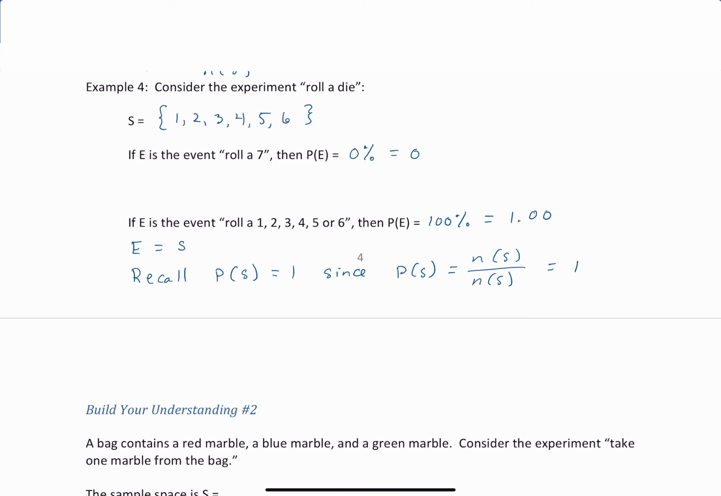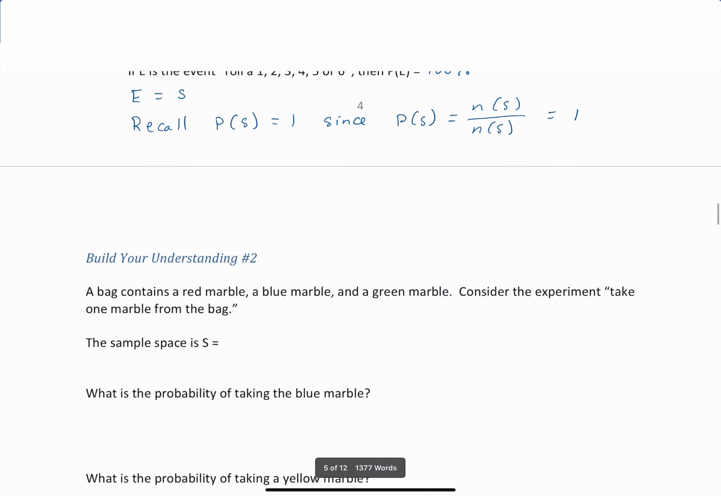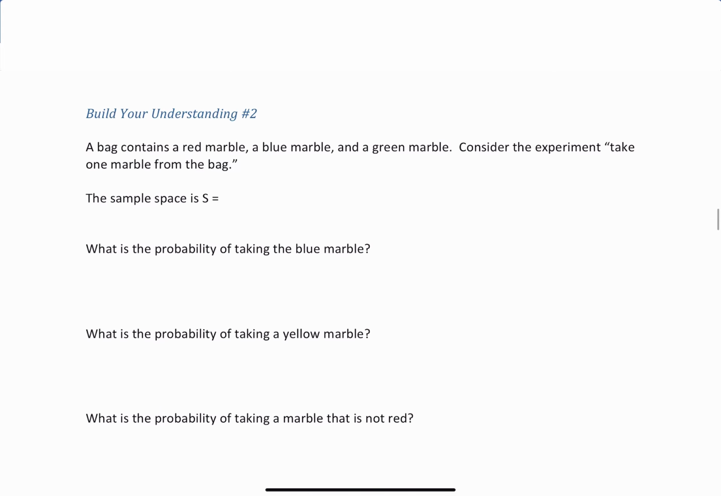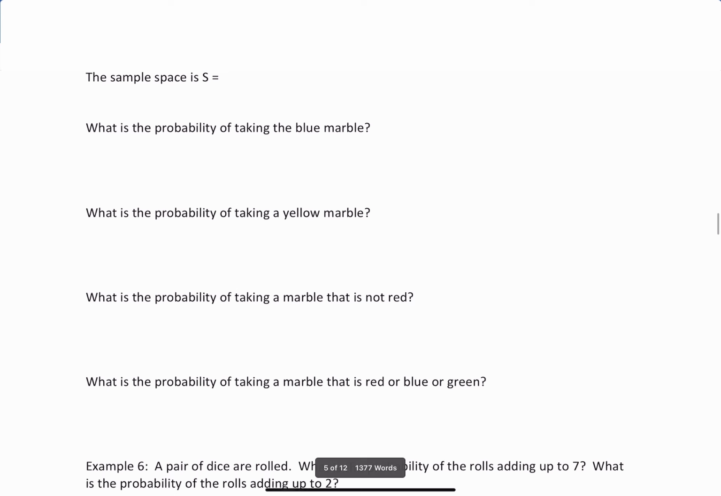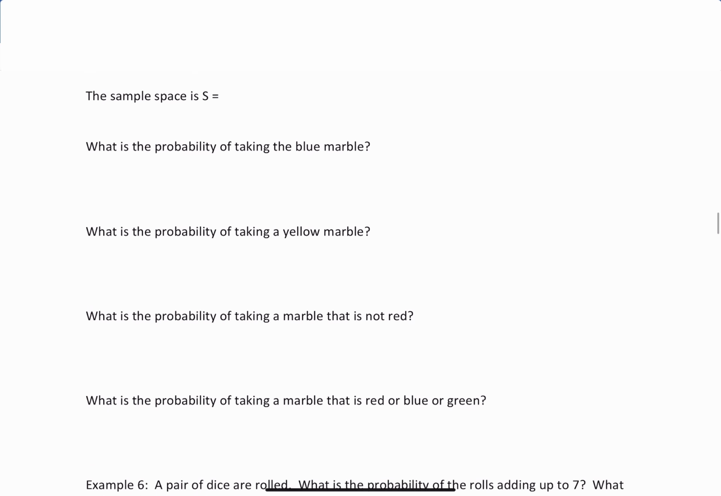Let's give you another chance to check your understanding or build your understanding. You're going to be taking one marble from a bag and computing the probabilities of each of 4 possibilities. Please do write down what the event is before you write down the probability. And please use the notation that I've been showing you so that you can practice with it. I'll go over this with you at the beginning of the next video, so see you then.